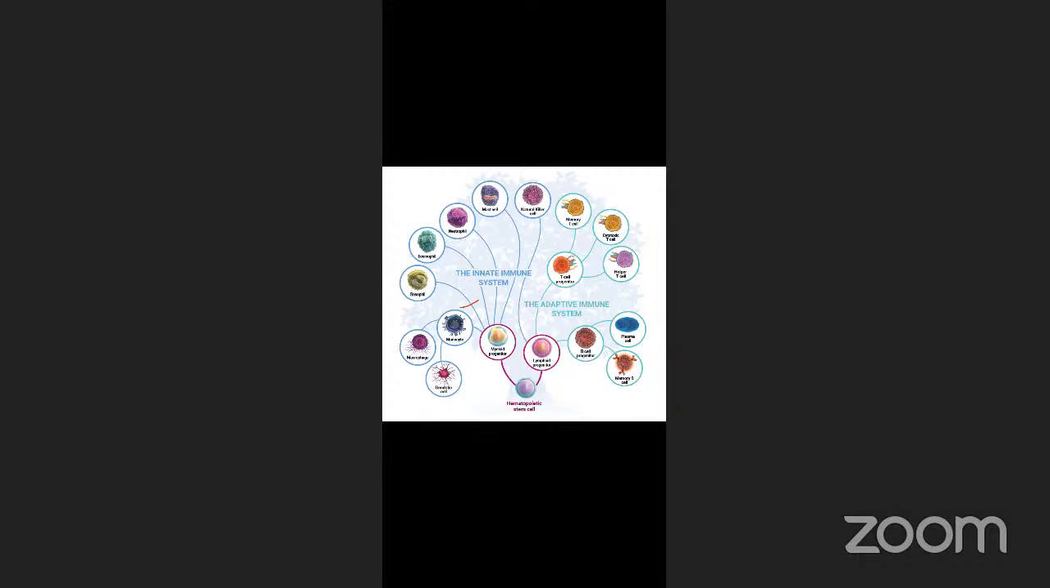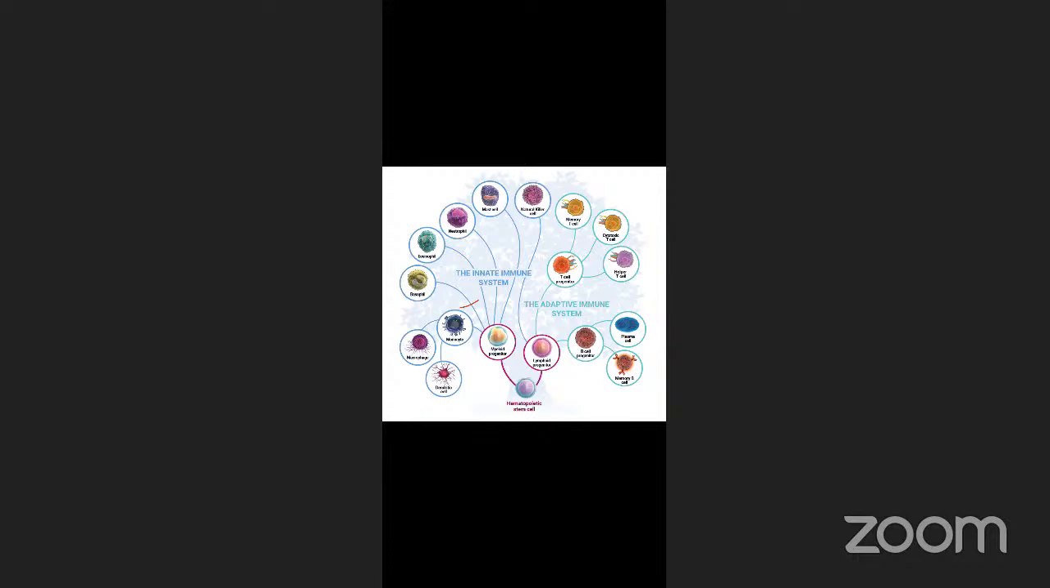What is the meaning of primary lymphoid? Primary lymphoid means where lymphoid cells are formed and matured. Based upon the site of formation and maturation, those organs where all lymphoid cells are formed and mature are called primary lymphoid organs. For example, we have two primary lymphoid organs. One is the bone marrow, and the second one is the thymus gland, where the lymphoid cells are formed and mature.